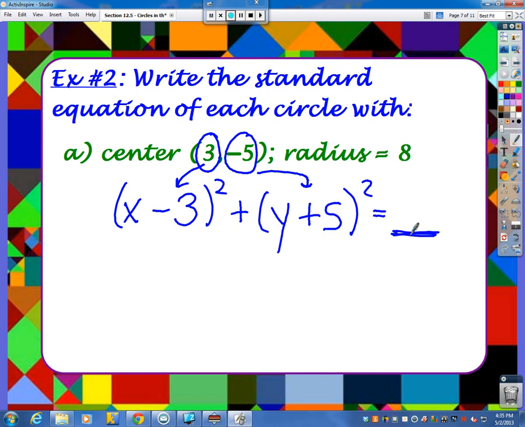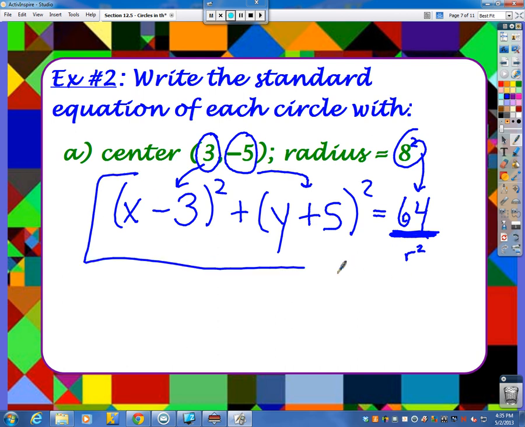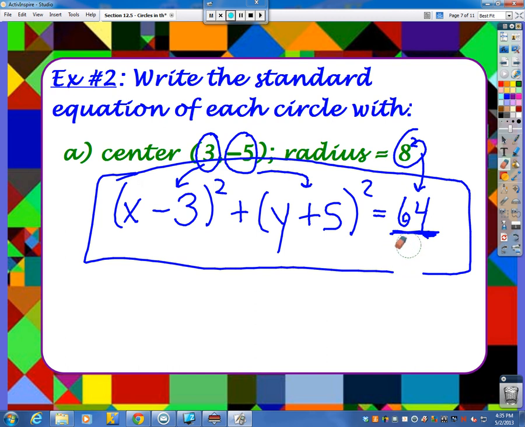And then equals, here's where we need to write what the r squared value is. I gave you r, so you need to square it and write 64. Don't just write r squared. Tell me what is that value specifically. And that is the equation of our circle. Now you don't necessarily need to have that, but just this part here is fine.